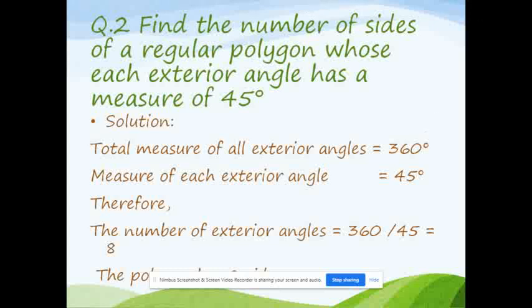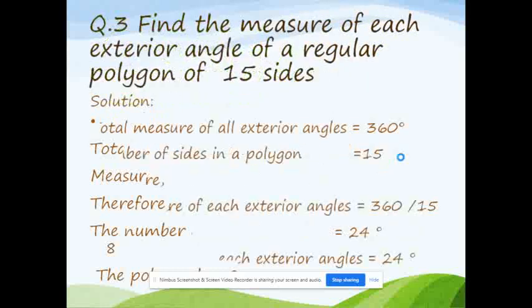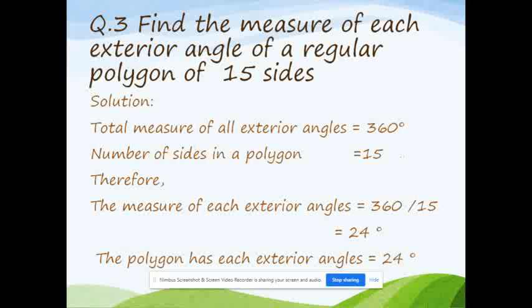The total measure of all exterior angles is 360 degrees. We know the sum of all the exterior angles is equal to 360 degrees. The measure of each exterior angle given in the question is 45 degrees. Therefore, the number of exterior angles is equal to the total of the exterior angles divided by each exterior angle, which gives 8. Therefore, this polygon has 8 sides. I hope you understand.